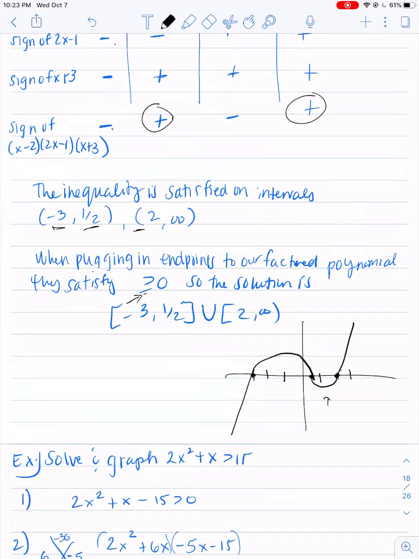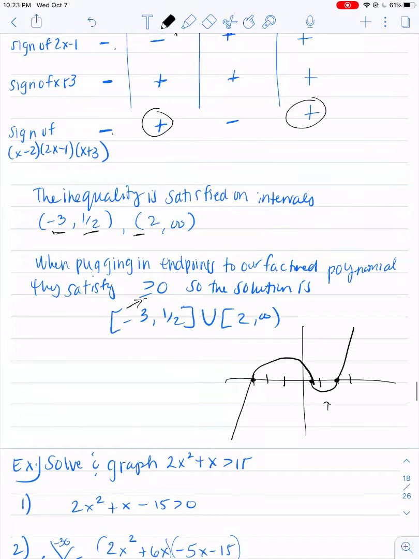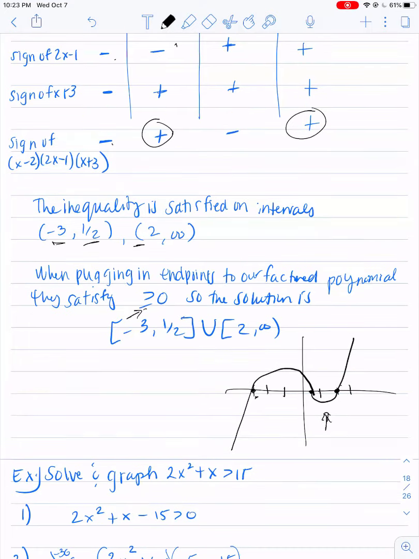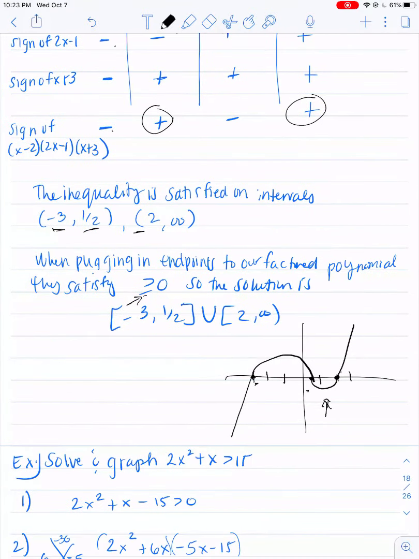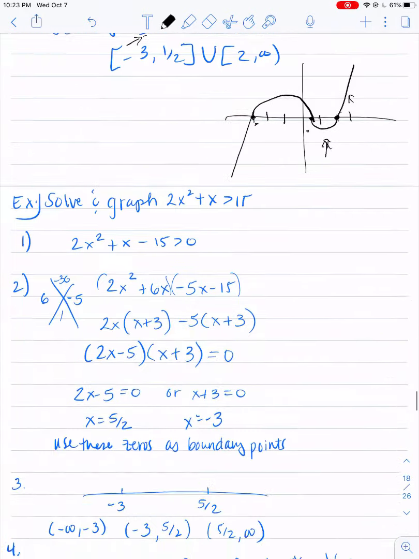So I have our zeros here, and then I just connect them all. And I connect them knowing that between negative 3 and 1/2, we're greater than or equal to 0, which means we're above the x-axis. And then also from 2 to infinity, from this 0 up, we're greater than, and then everything else is going to be below the x-axis.